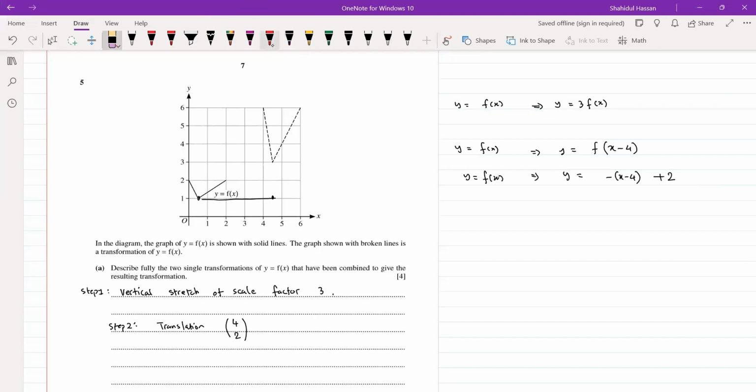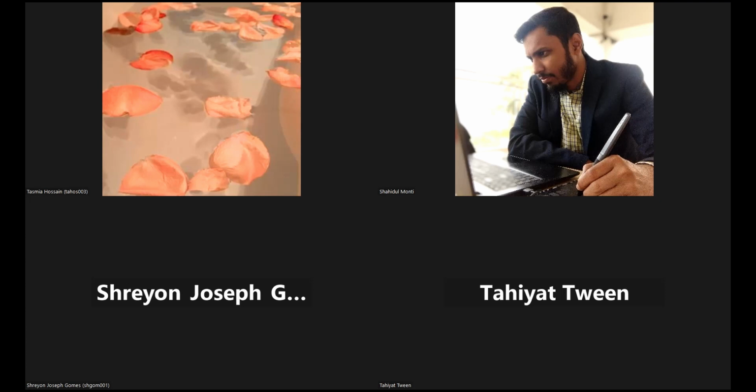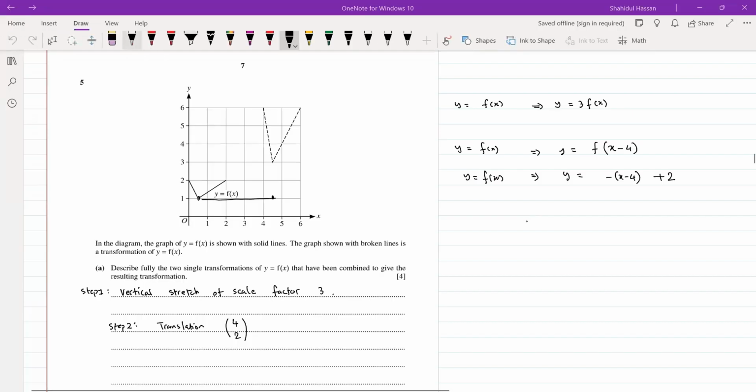What's wrong here? Oh, wait, students. Yeah, can you see my OneNote now?